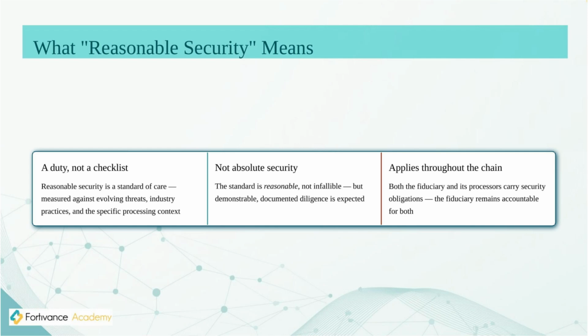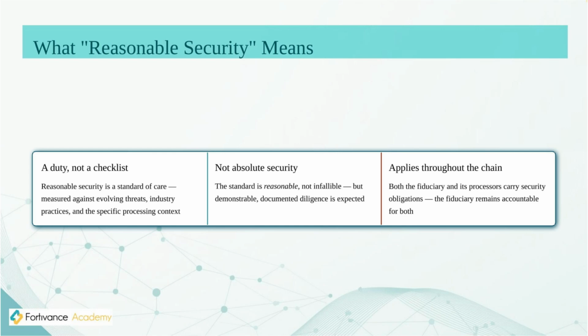This is the official idea, but let me put it more simply. Reasonable security means doing what a sensible, competent organization in your position would do to protect the data it holds. Think about locking up your home. There's no law saying you must install exactly this brand of lock. But a reasonable person fits a decent lock, maybe an alarm if they're in a higher risk area. You'd judge someone who left their door wide open as careless. Reasonable security applies that same common sense judgment to data.